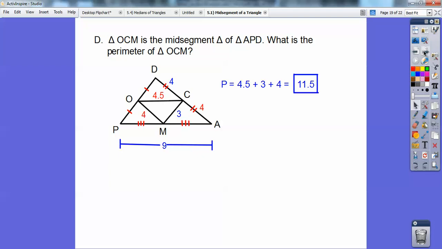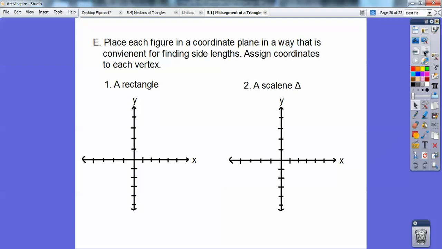Okay, so place each figure in a coordinate plane in a way that's convenient for finding side lengths, and assign coordinates to each vertex. So this is really vague, you guys, and I actually had to look in the book to see what they were talking about. They just want you to draw a rectangle in this coordinate plane and draw a scalene triangle in this coordinate plane. What I did is I used this origin as my right angle for both the rectangle and the scalene triangle. Okay, and it said just name the vertices.